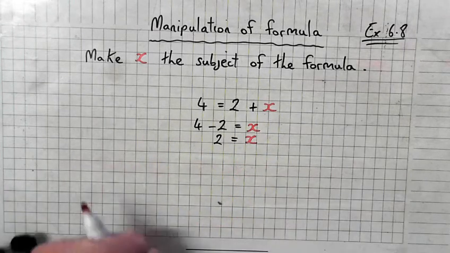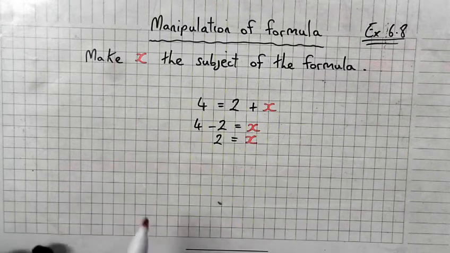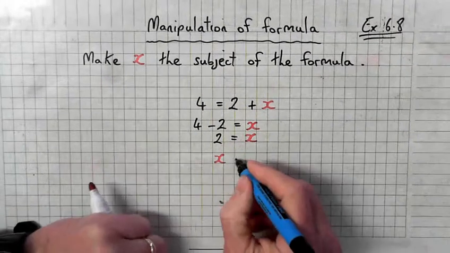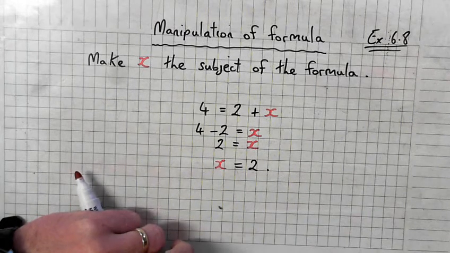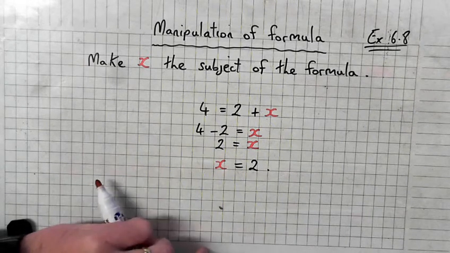So x is the subject of this formula. x is on its own. You can write it like this either way, but we're used to writing x on the left hand side. So that is how to make x the subject of the formula.